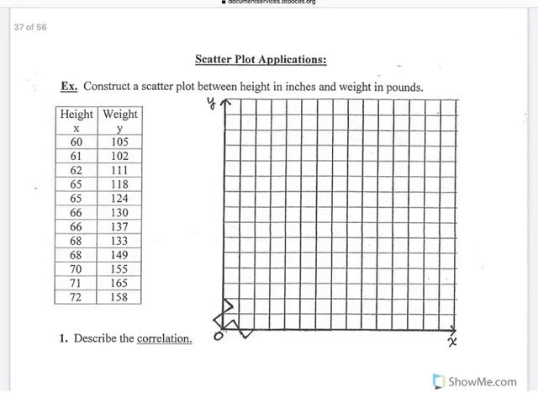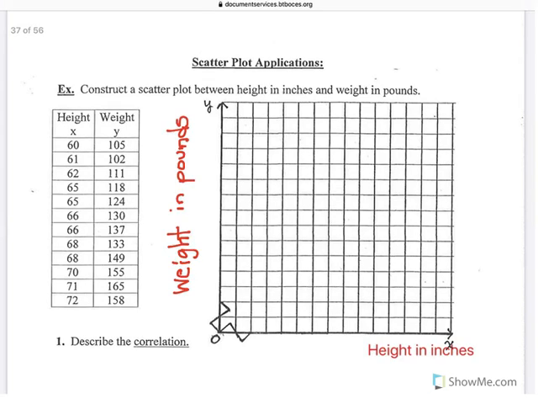Today's lesson involves constructing scatter plots. So the first example that we have in our notes is to construct a scatter plot between height in inches and weight in pounds. So they already told you that the height is x and the weight is y. So before we make our scatter plot, we're going to label our x and y axis.